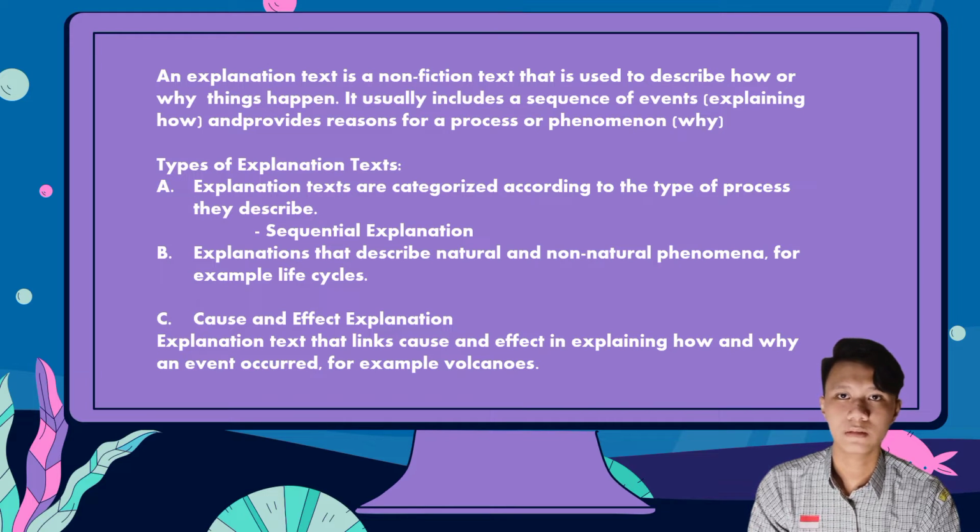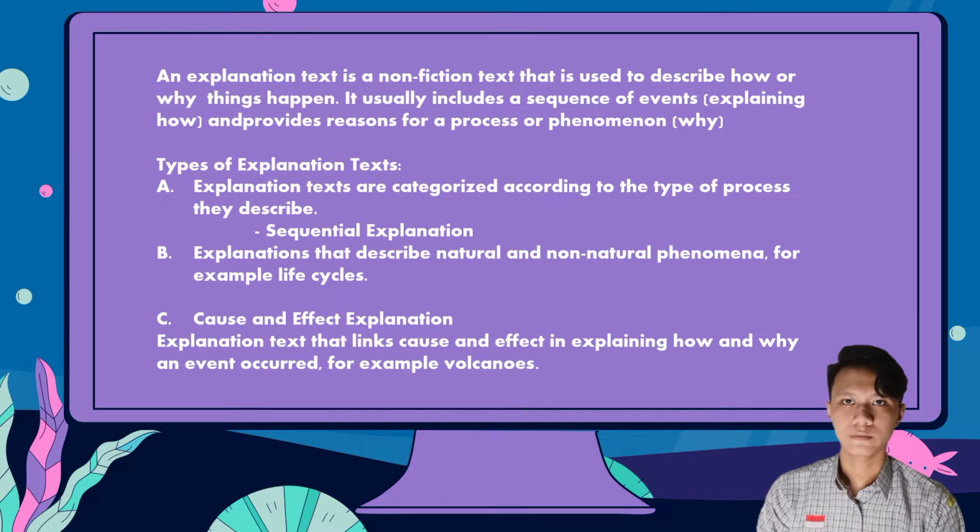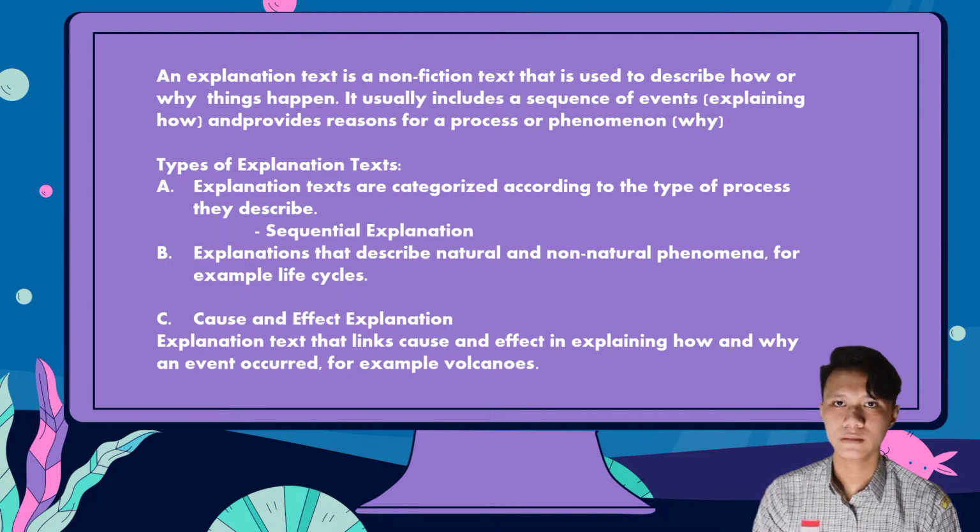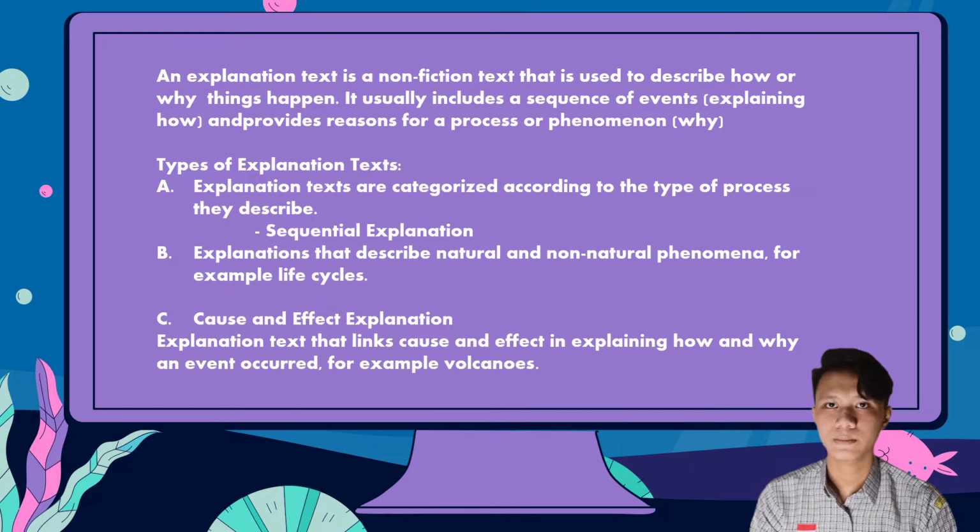It usually includes a sequence of events explaining how, and provides reasons for a process or phenomenon, why. Types of explanation text. First, explanation texts are categorized according to the type of process they describe. Second, explanation that describes natural or non-natural phenomena, for example life cycles. Third, cause and effect explanation. Explanation text that links cause and effect and explains how and why an event occurred, for example volcanoes.